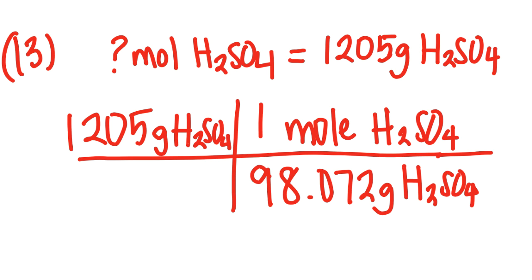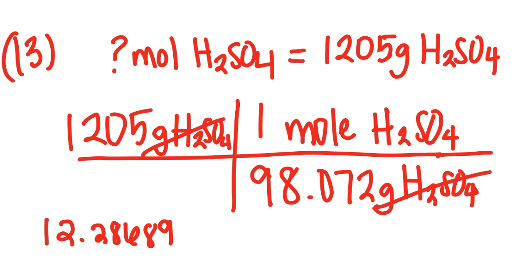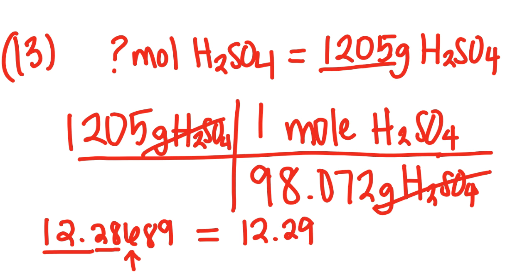So I'm just going to divide this. My grams will cancel, so I'll be left with moles. So 1,205 divided by 98.072. And I'm going to get this big long number, and I'm just going to put in what I have. Okay, and I'm going to convert this to 4 significant figures here. So I'm going to convert this to 12.29 moles of H2SO4.